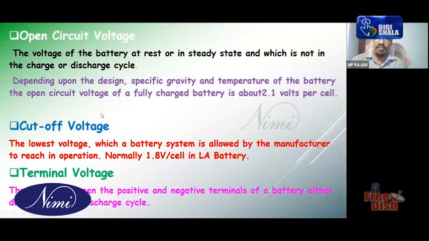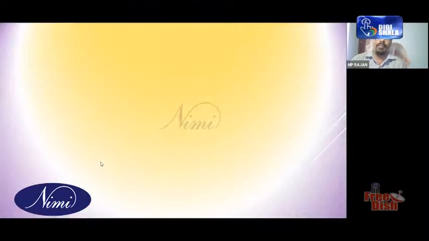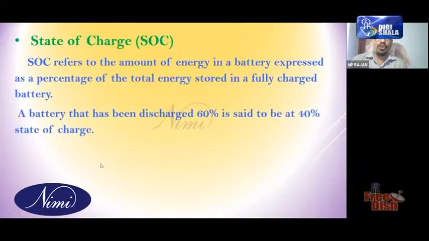Terminal voltage means, during the charging or discharging cycle, the voltage measured by your voltmeter. That means the voltage with the load, or the terminal voltage when we are charging the battery. We can say the nominal voltage, or the terminal voltage, the available voltage, or useful voltage. State of charge, that is the availability of the energy in the battery.